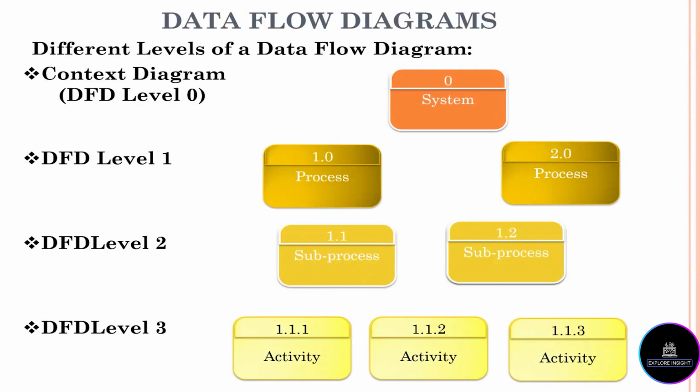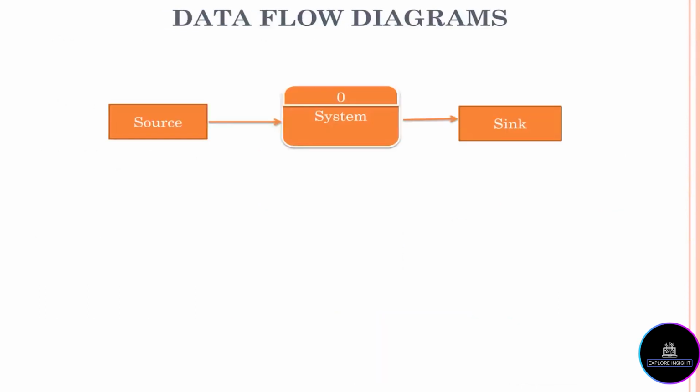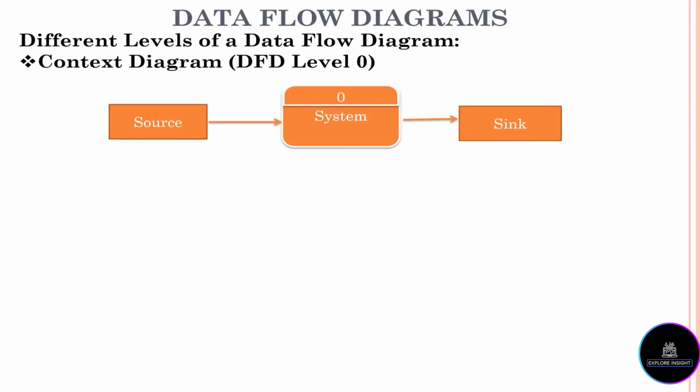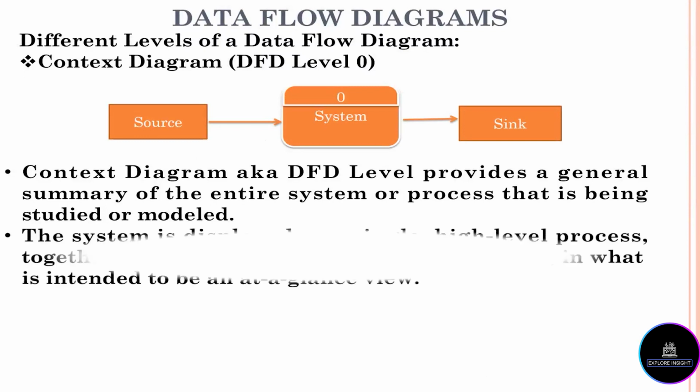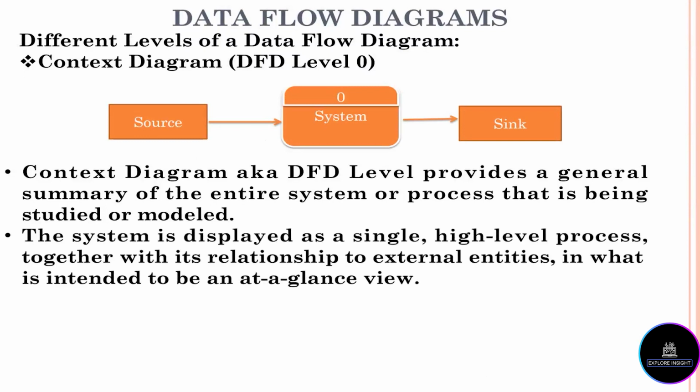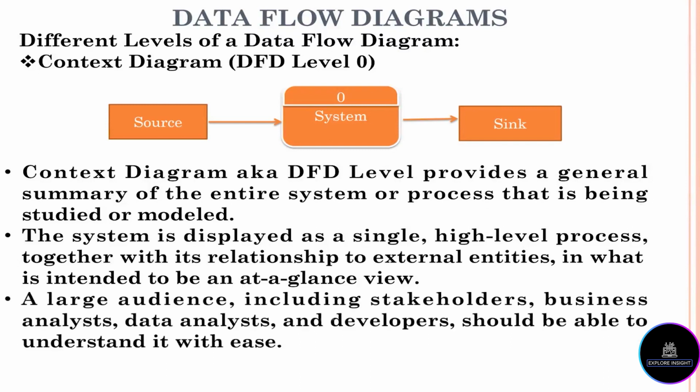Now, the context diagram, which is known as data flow level 0, provides a general summary of the entire system or process that is being studied or modeled. This system is displayed as a single high-level process together with its relationship to external entities, in what is intended to be an at-a-glance view. A large audience, such as business analysts, data analysts, stakeholders, and even developers should be able to understand this level with ease.